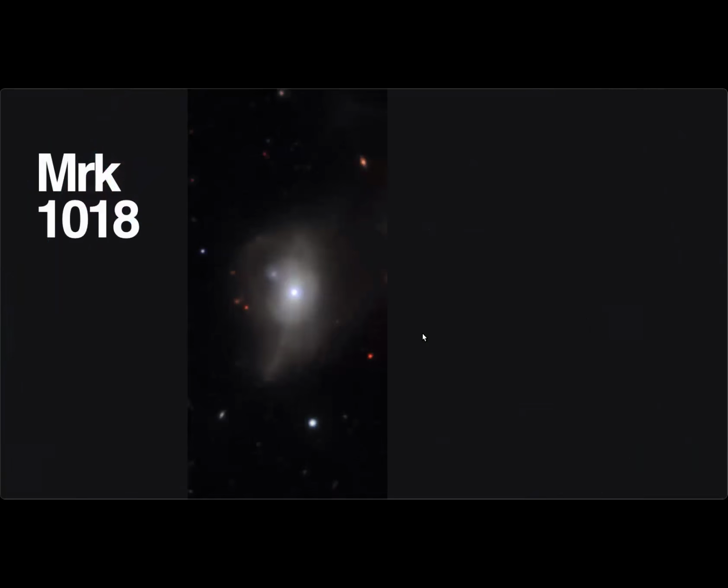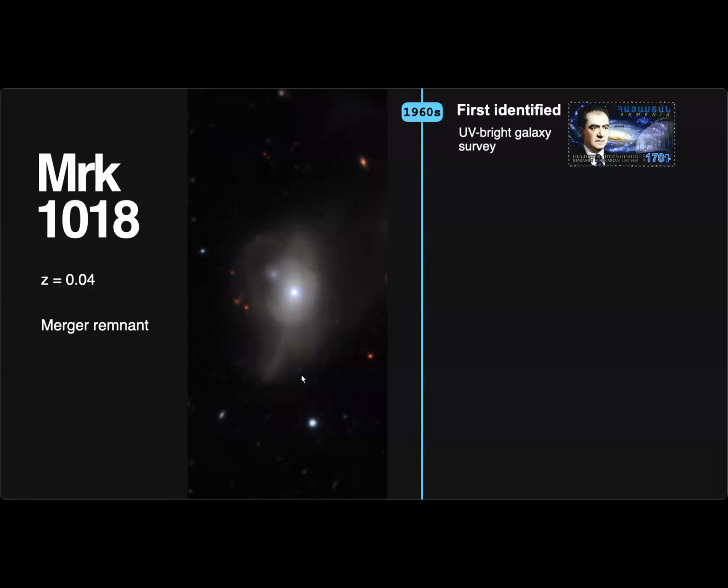So Markarian 1018, this lovely galaxy, is at redshift 0.04. As you can tell, it's a merger remnant. It's a bit funny looking. Hopefully that's translating to the screen there. It was first identified in the Markarian survey, which was a UV bright galaxy survey in the 1960s. It was then classified as a type 2 AGN in 1979 with this spectrum.